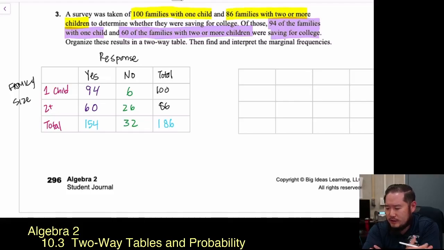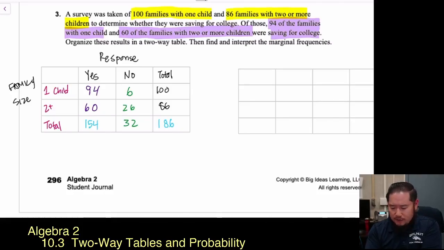All right, so this right here is our marginal frequencies, okay, where we just take the numbers and the responses from the data and we put it all together, and from there we come up with some totals, okay? So it says find and interpret the marginal frequencies. What are some key things that you can gather from all the information that's given?